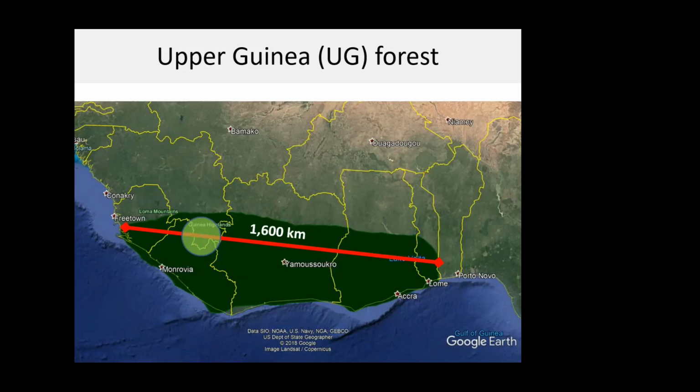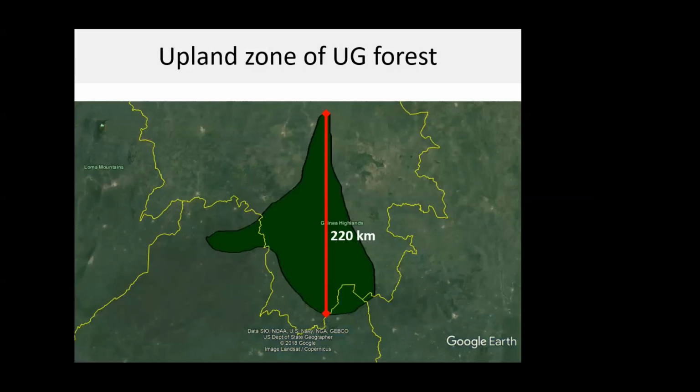And this is an area of upland habitat, areas going above 1,000 meters. It's very rare in the Upper Guinea rainforest system. Most of the Upper Guinea rainforest is forest at 500 meters or below above sea level, whereas in this upland region, many of the peaks here are well over 1,000 meters.